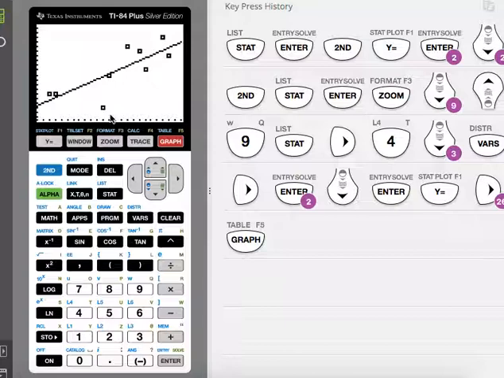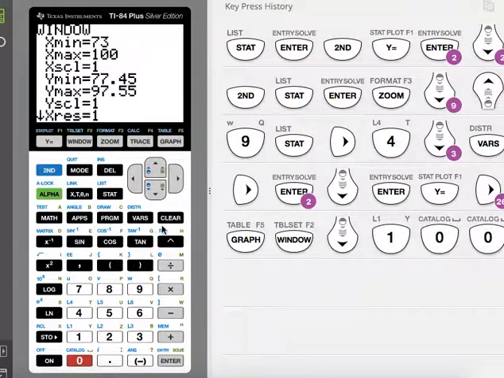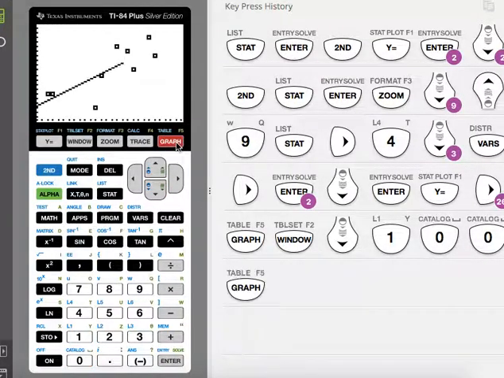Now, maybe we want to figure out, well, what if we had an average homework score of like 99? Well, I need to expand my window so that I can trace that and figure out where it would be. So I'm going to go to Window and change my X max to be, let's say, 100, because we could have an average score of 100. We graph again and we see it's just expanded a little bit.